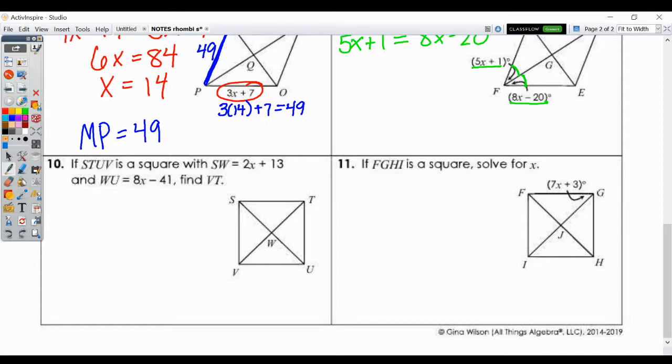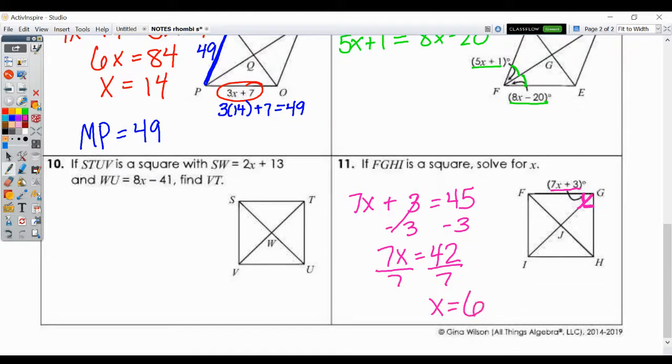Let's look at this last one. So it says FGHI is a square and it wants you to solve for x. Now, we already talked about this whole angle is 90. And we know that this diagonal cuts that 90 in half. So that means that this little part that this expression is talking about is going to be 45 degrees. So I would do 7x plus 3 equals 45. And then I would solve it. 7x equals 42. And then I would divide by 7. And then x would equal 6.